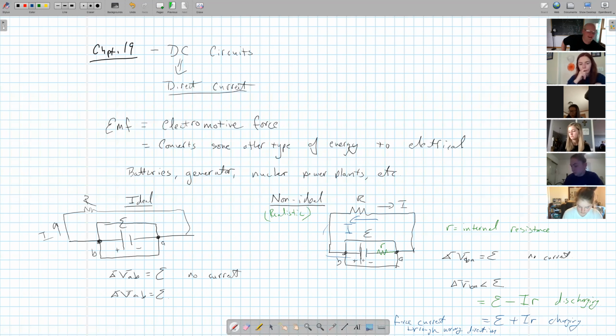So this is the mysterious EMF that we've been talking about. Again, it's just a fancy term for anything that's a battery or a generator or a nuclear power plant, whatever it is, but it's just something which converts one form of energy into electrical energy. Now, don't let the word force throw you off here. This is not a force, but this is still a potential difference.